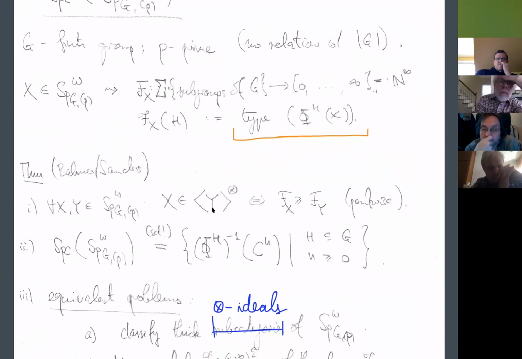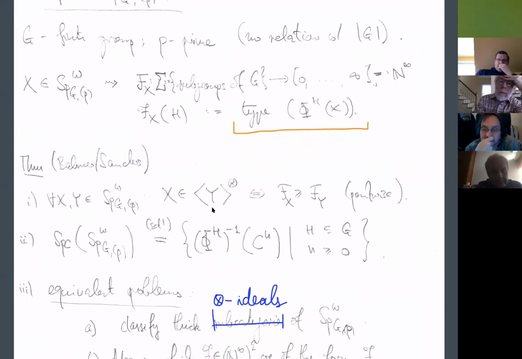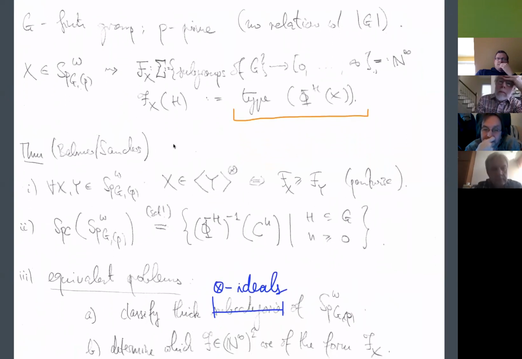So I fix a finite group G and a prime P. And just to be clear, P has no relation with the group order. It could be dividing it or not, it doesn't matter. And then I give myself an X, a finite P-local genuine G-spectrum, and I attach to it all the information I can extract from what I've told you so far.